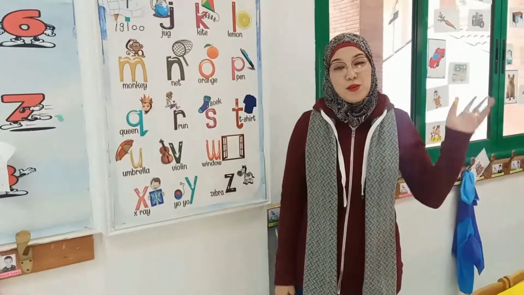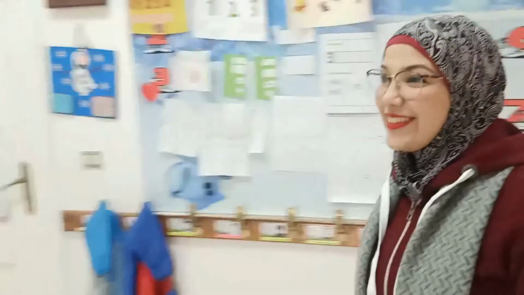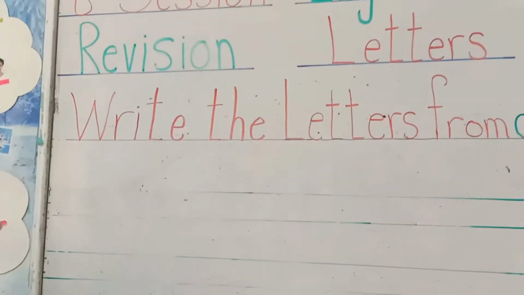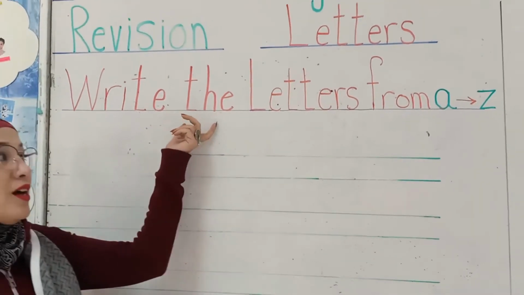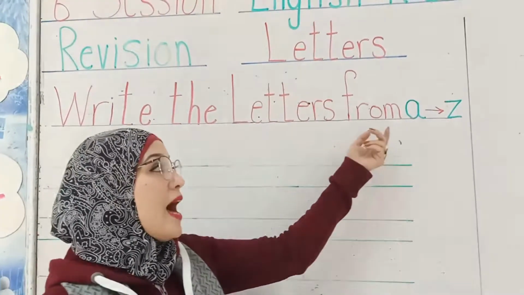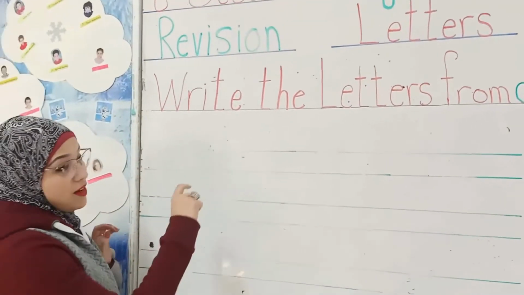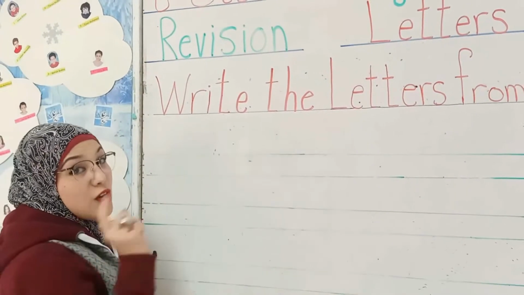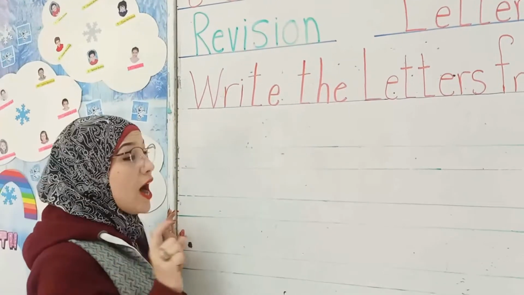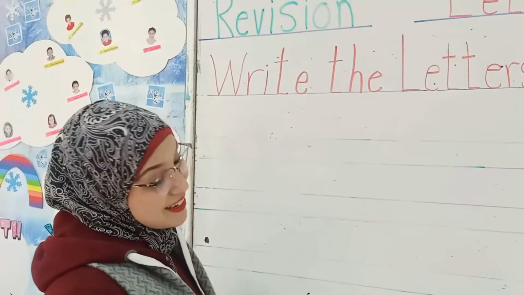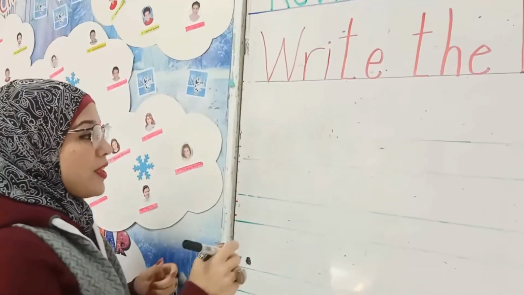And now, look with me at the board. We are going to write the letters from A to Z. We are going to write the letters between the two lines. Don't forget KG1, you have to write the letters between the two lines. Are you ready? Let's start.